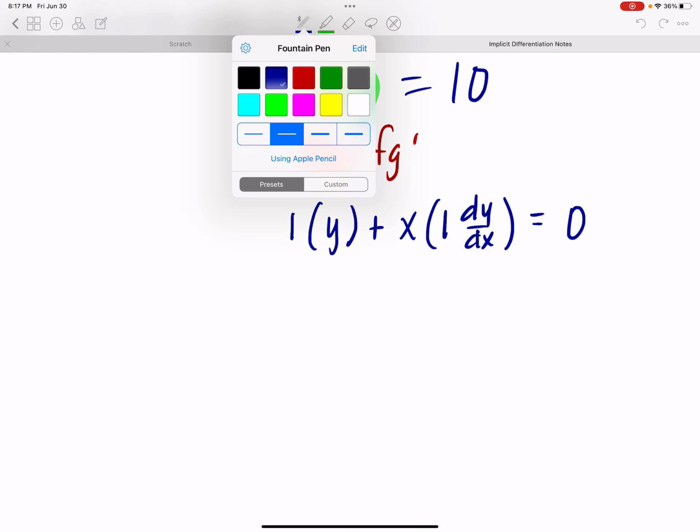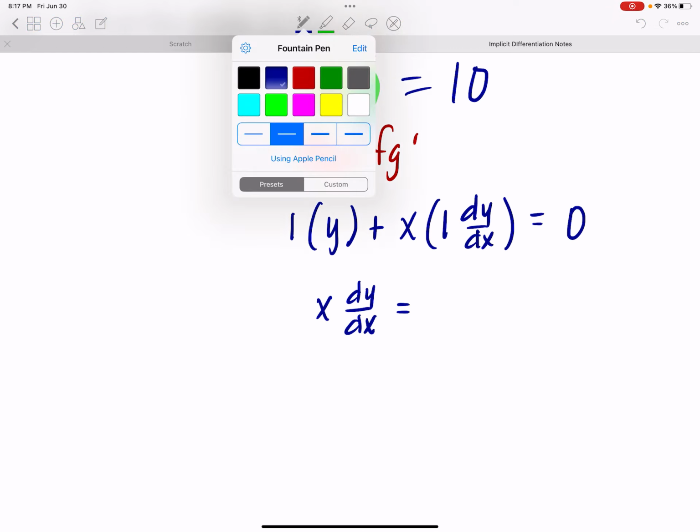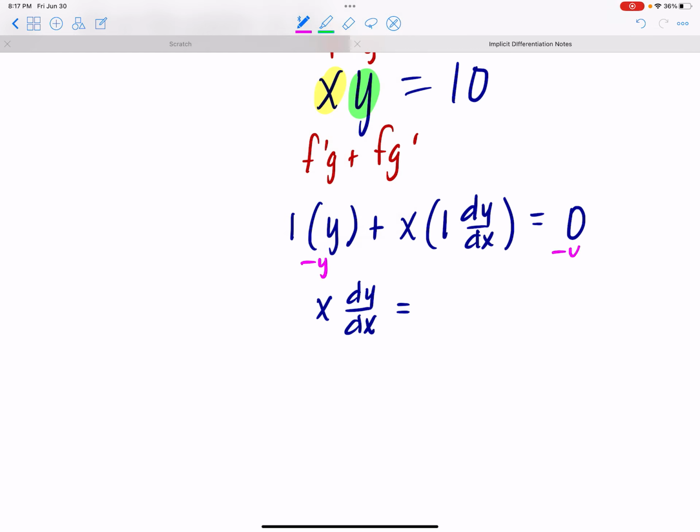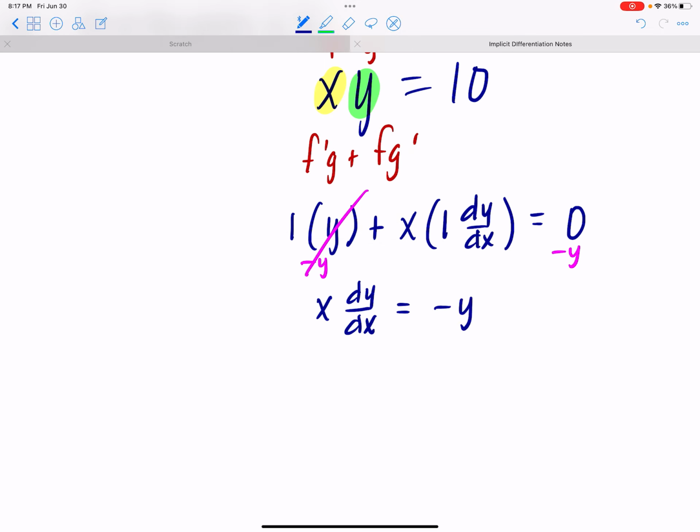So 1 times y, that's just y. I'm going to subtract that term over. So I have x times 1 times dy dx, which is just x dy dx left on the left, and then on the right, again, I'm subtracting this term over, subtract the 1y from both sides. So I'm left with a negative y here. And now I can, because this is being multiplied, divide both sides. So divide by x here, divide by x here. That's going to reduce out of that side. And so dy dx is equal to negative y over x.